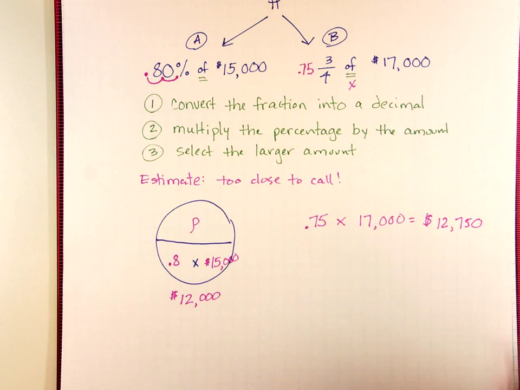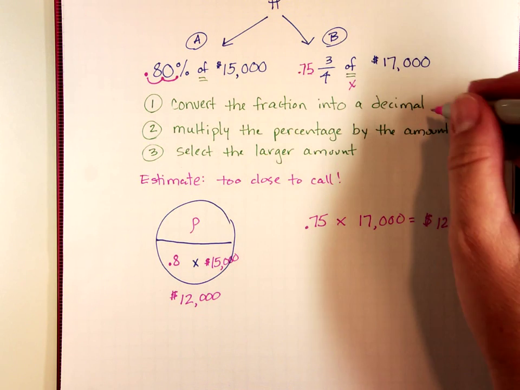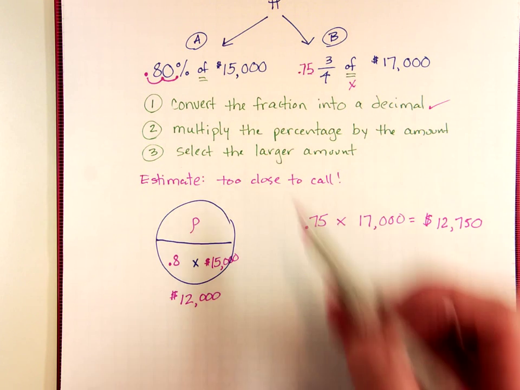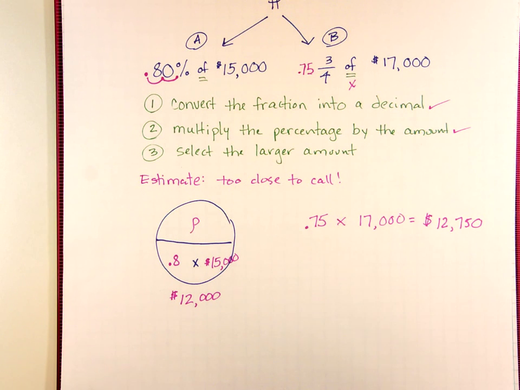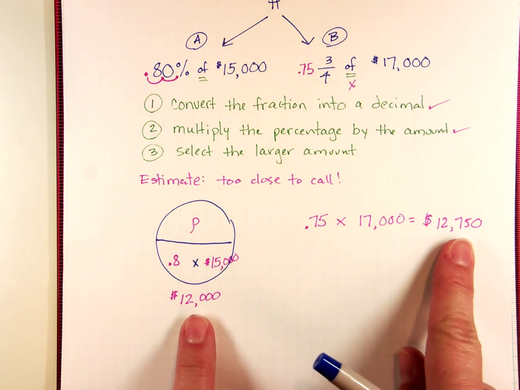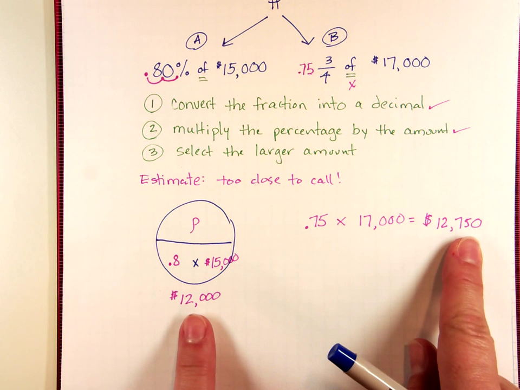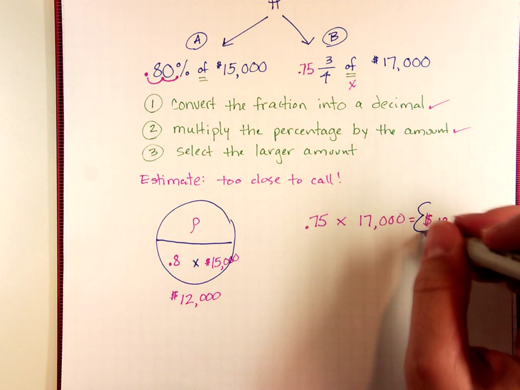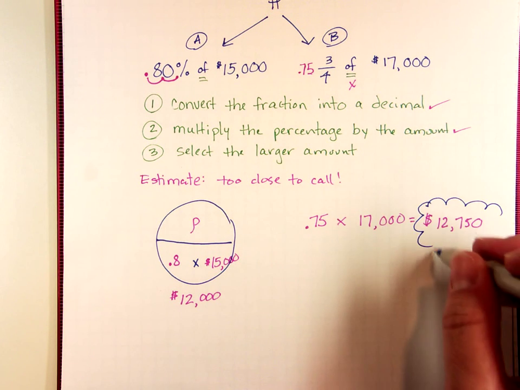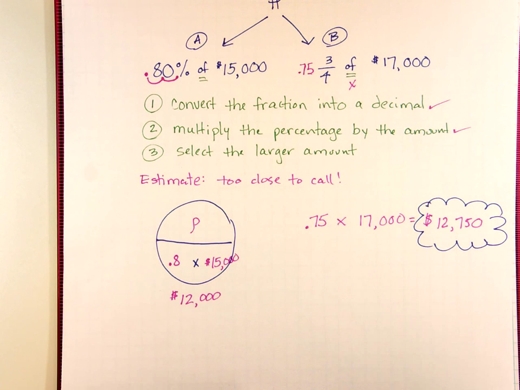So, we converted the fraction into a decimal. We multiplied the percentage by the amount. Select the larger amount. 12,000 versus 12,750. I don't know about you, but an extra $750 would buy me a lot of stuff. I would select this one. It is the higher amount.